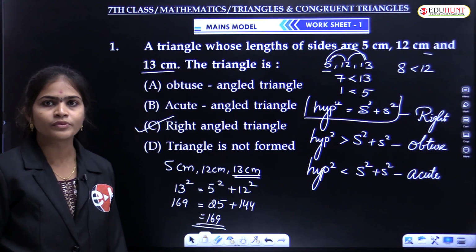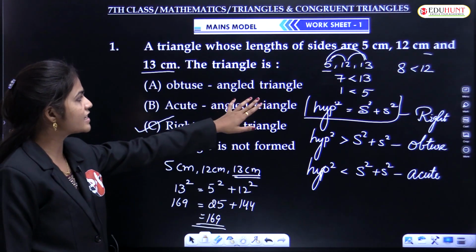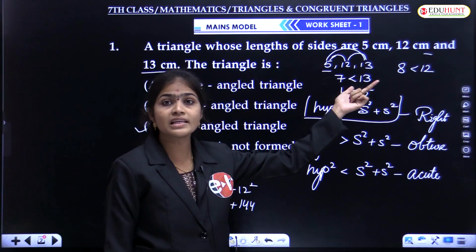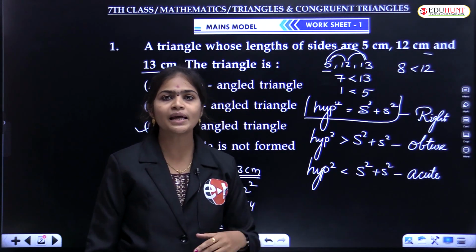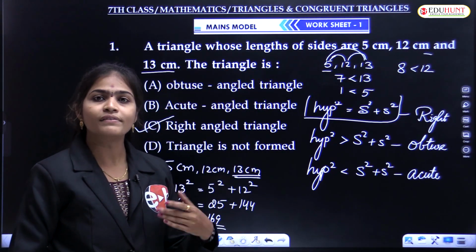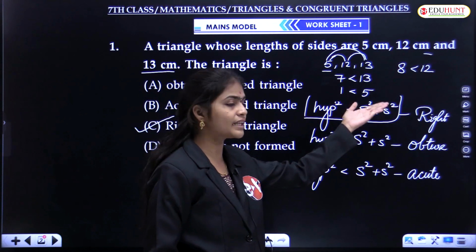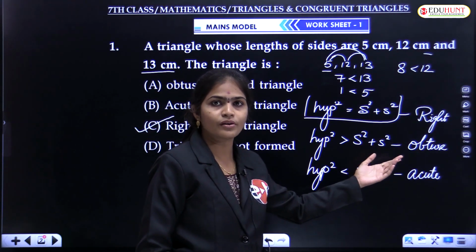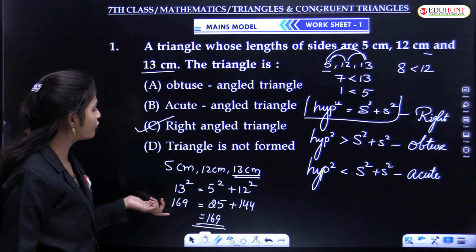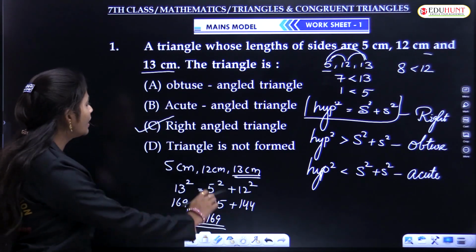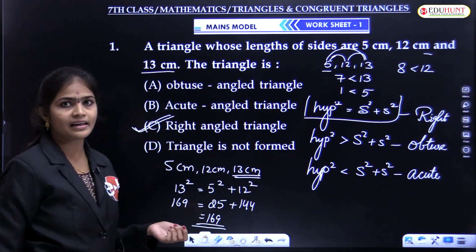Is it clear to you? So here these two conditions are also satisfied. That's why, by using the given measurements, we can form a triangle. Now which type of triangle is that? Which type of triangle means you have to check these 3 points. Is it clear to you, children? Yes, good. So according to the given question, this is a right angled triangle.